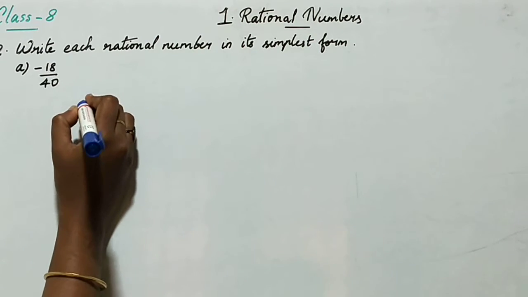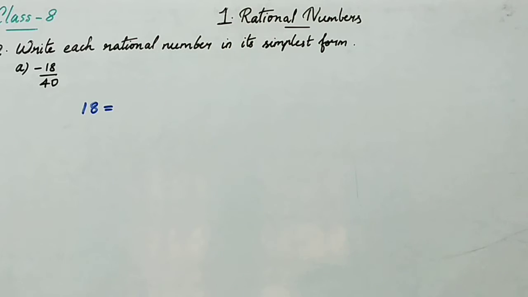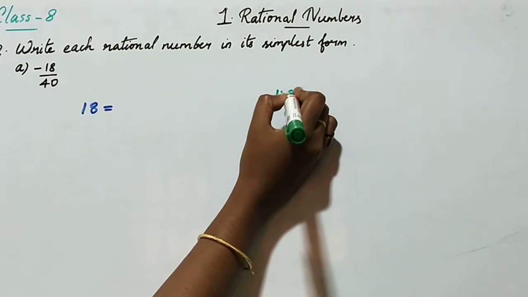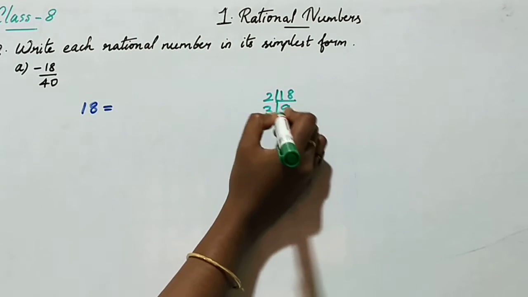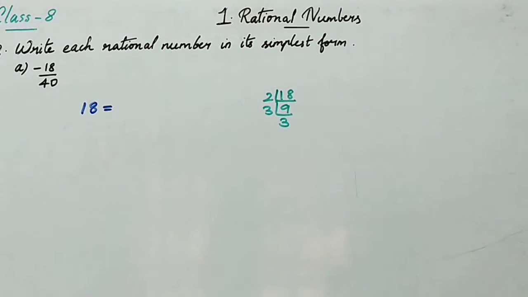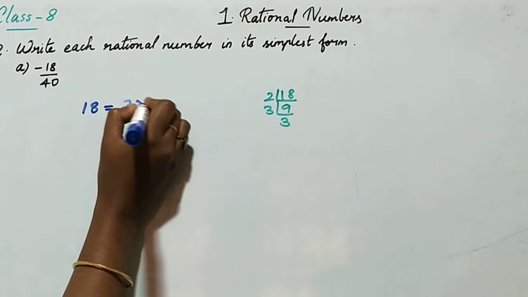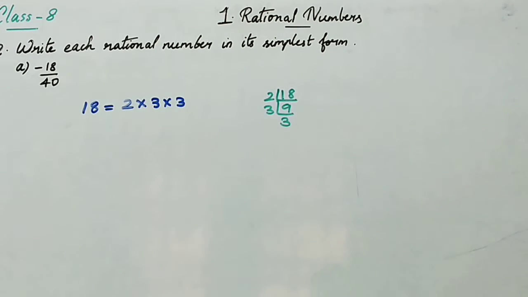Okay. So 18 can be written as, otherwise the factors for 18, I need to find that. So I can find the factors. Okay. So 18. So what is the factor? 2. So 9 2s are 18. Again 3. So 3 3s are 9. Right. So I can write the prime factors as 2 into 3 into 3. Right. I wrote the prime factors for that.